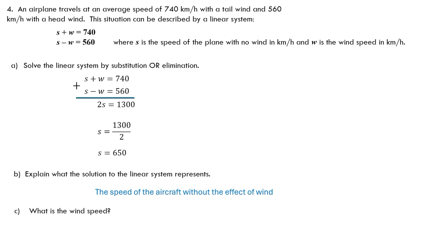So the speed of the aircraft without the effect of wind is the answer to B, and the wind speed is 90 kilometers per hour. That's the difference between the speed and the wind. So if the speed is 650 kilometers an hour, and the speed minus the wind equals 560, we can assume that the difference is 90 kilometers an hour. That's our wind speed.